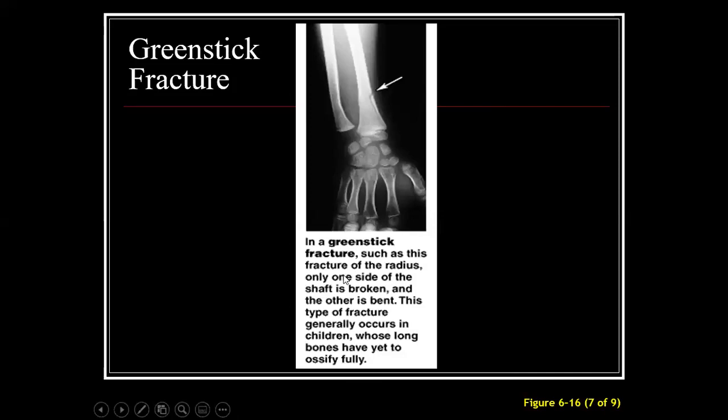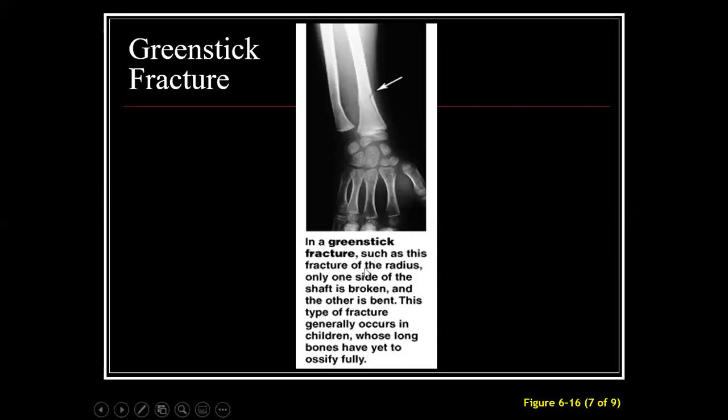Green stick fracture is an incomplete fracture. It happens in young children. The reason it's called green stick is because imagine pulling a small twig off a tree, but the tree was a really, really healthy tree, and you twist the stick and you twist it, trying to get it to break, and it never actually does because that tree was so healthy and green on the inside. That's where the word green stick fracture comes from.